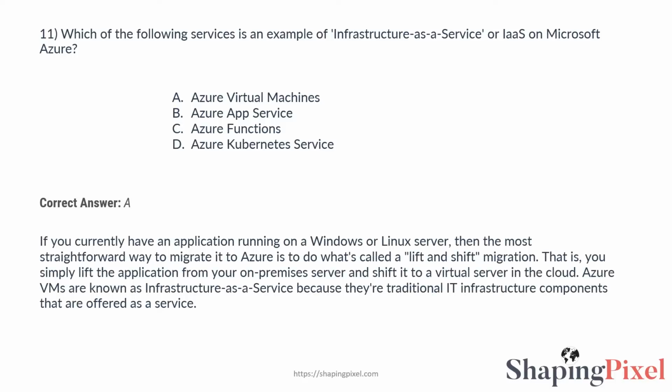If you currently have an application running on a Windows or Linux server, then the most straightforward way to migrate it to Azure is to do what's called a lift and shift migration. That is, you simply lift the application from your on-premises server and shift it to a virtual server in the cloud. Azure VMs are known as infrastructure as a service because they are traditional IT infrastructure components that are offered as a service.